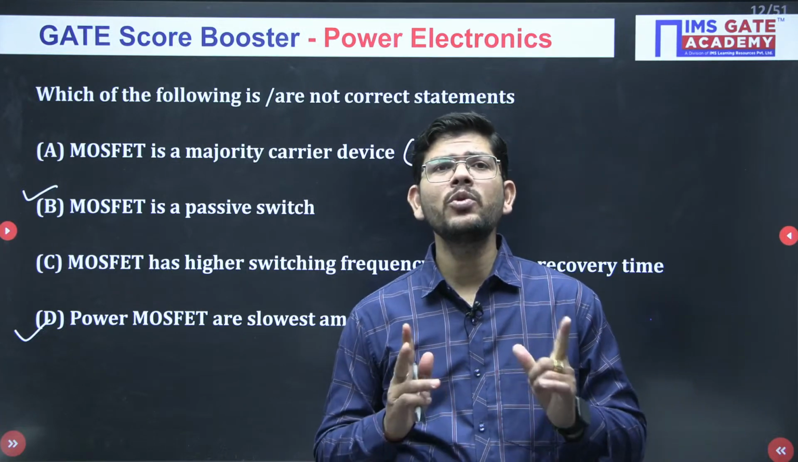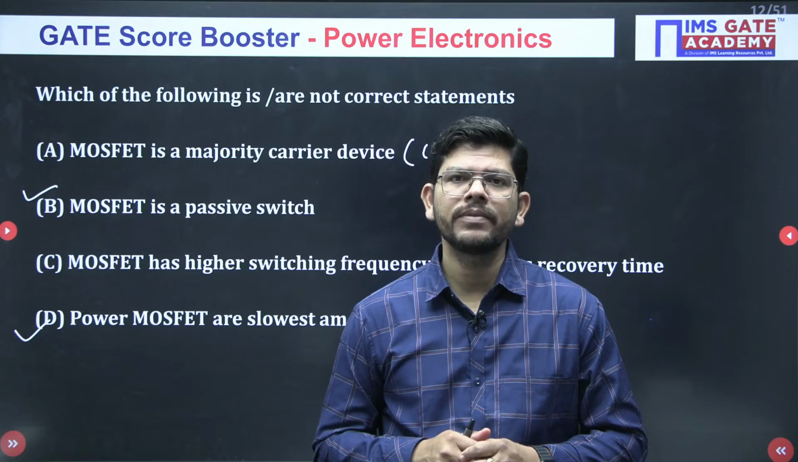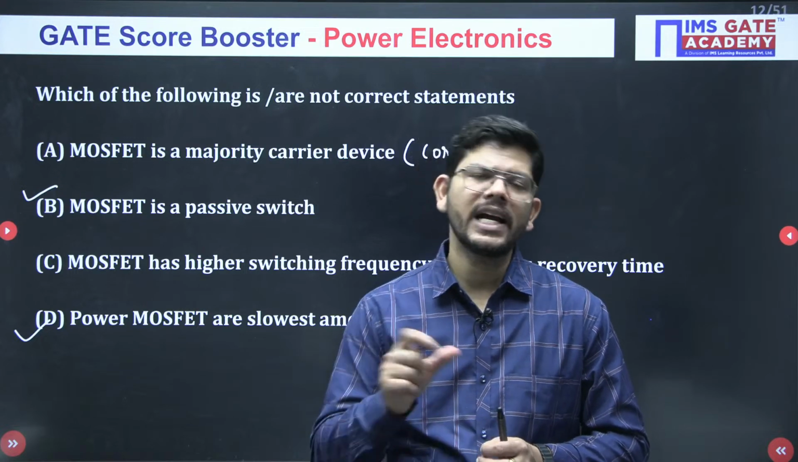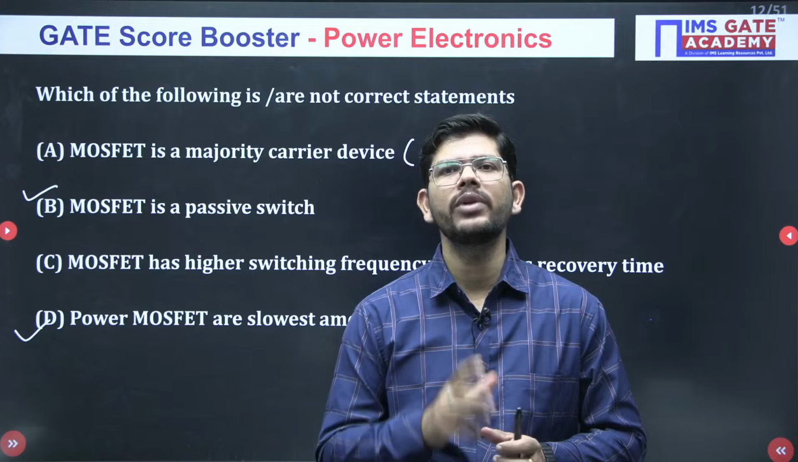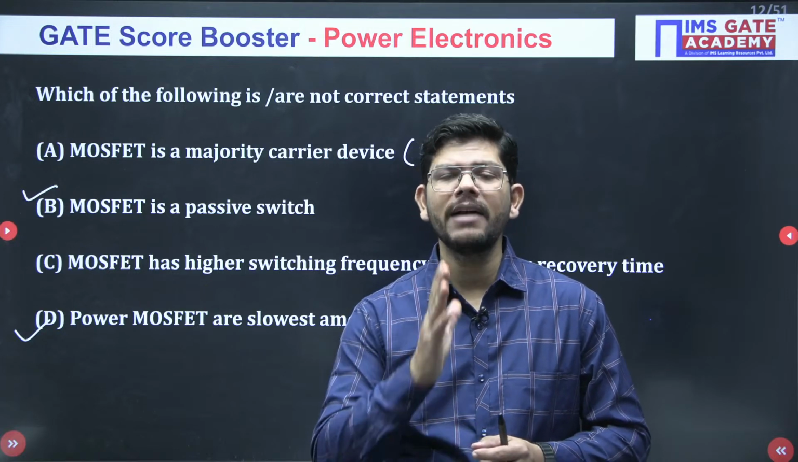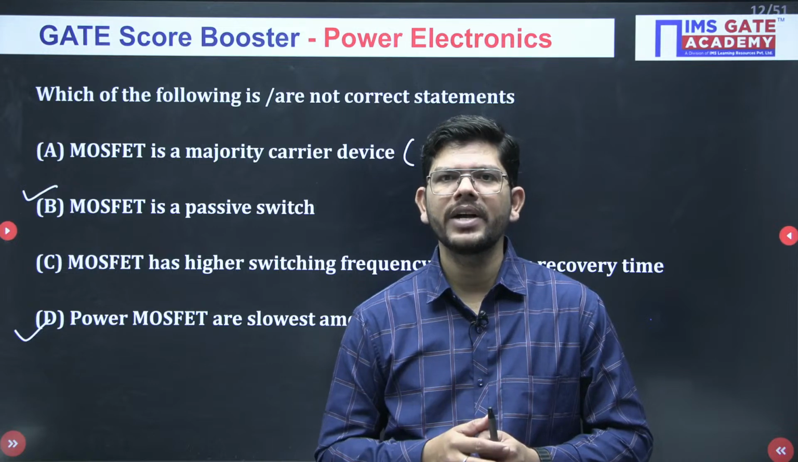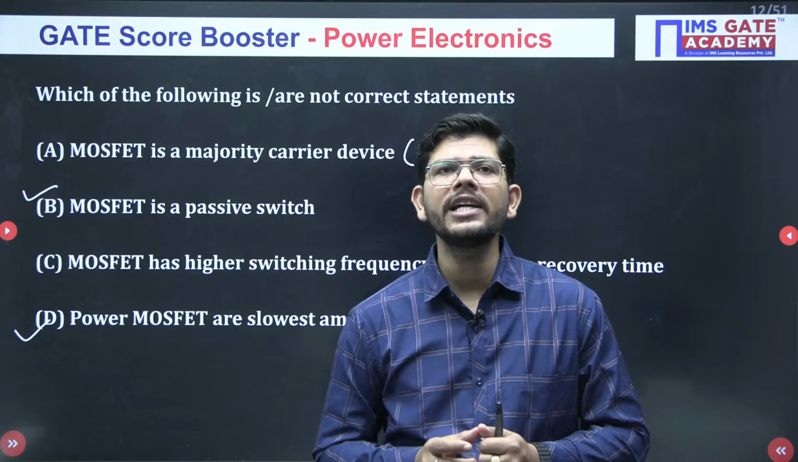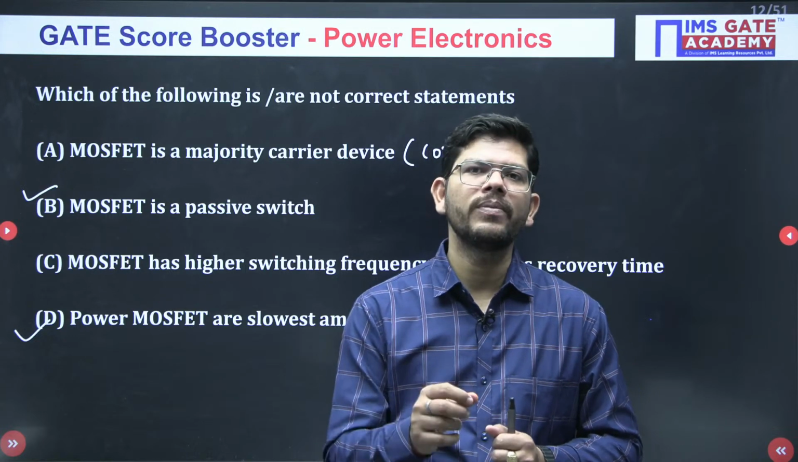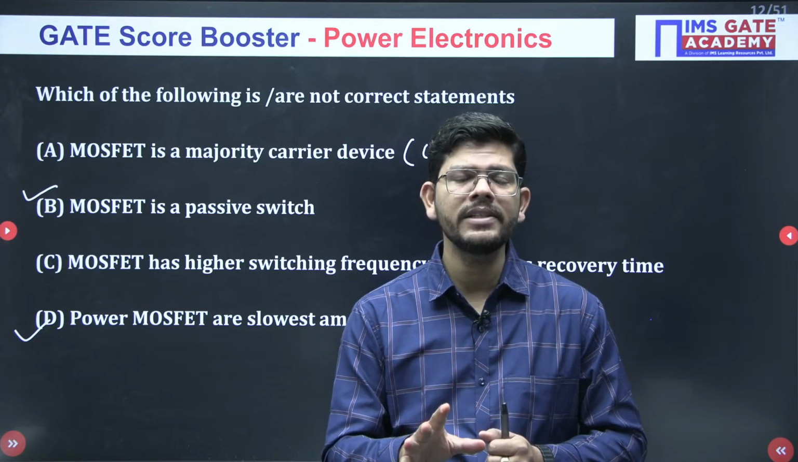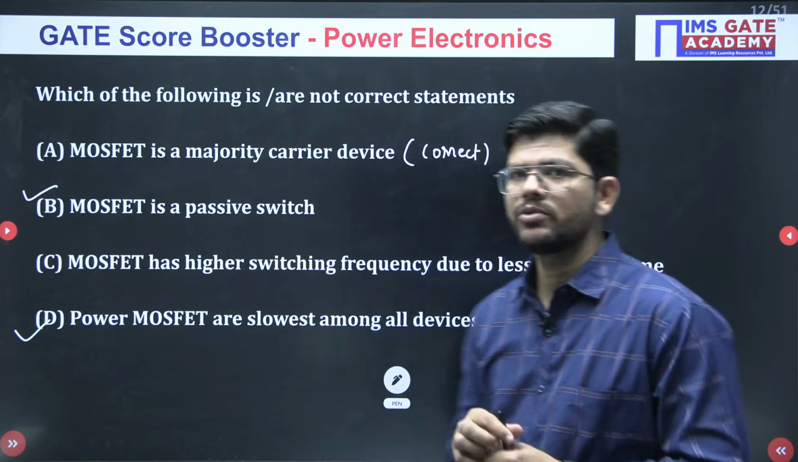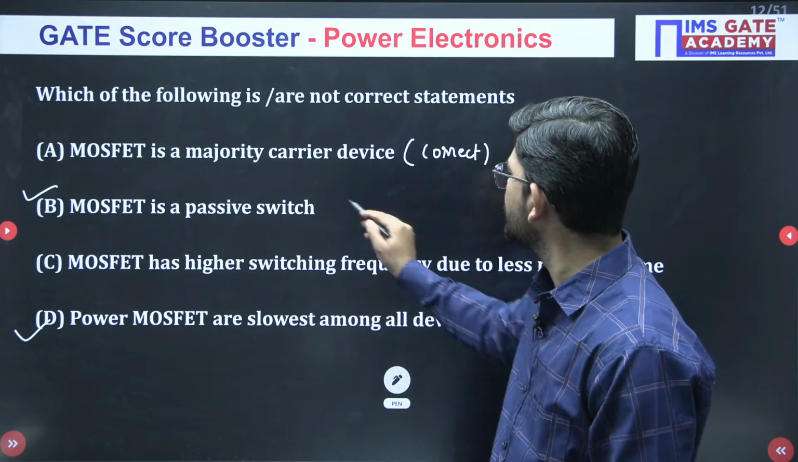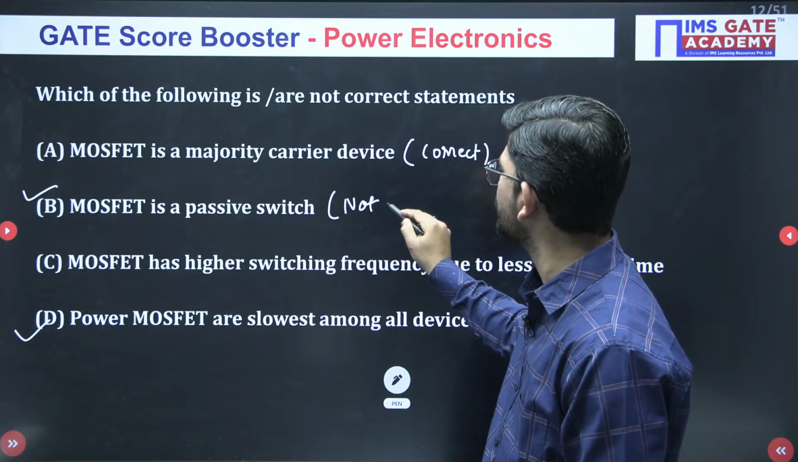MOSFET is a passive switch. We have two kinds of switches, active switches and passive switches. Passive switches are those switches in which there is no control element, and active switches are those switches in which we have a control element, isn't it? So in MOSFET we have a third element, which is the gate. Other than source and drain, the normal terminals, we have the gate terminal through which we are turning it on and off. So it is a controllable device and it is an active switch. So switches which have control terminals are active switches. So this is not correct. MOSFET is not a passive switch.